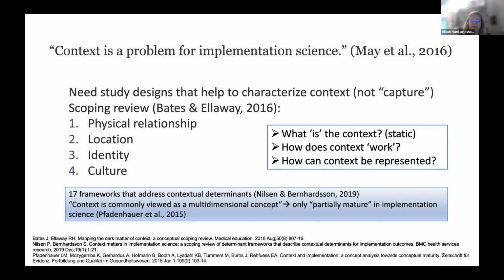Some have argued that we're not quite where we need to be with understanding context, that maybe it's partially mature. And I think this ties back to Carl May's point that context is a problem, but we're trying to solve that problem using the methods that we're going to share with you today. Next slide.